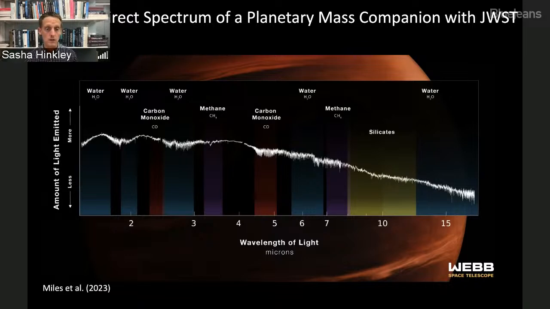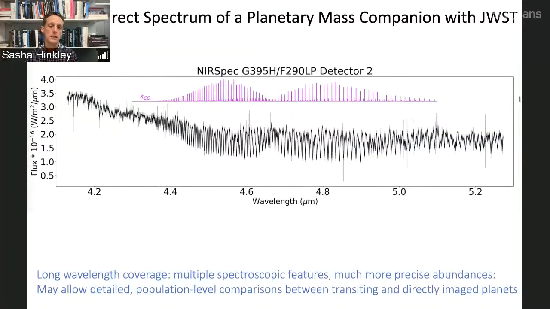But really what I'm excited about is if we look at these spectra in detail, here's the CO bandhead region around 4.5 microns, showing just the exquisite detail in this spectrum compared to the predicted shape of this spectrum. So this high fidelity at these long wavelengths, covering a long wavelength range, really allows multiple spectroscopic features and a lot more precise abundances. So this is really exciting.